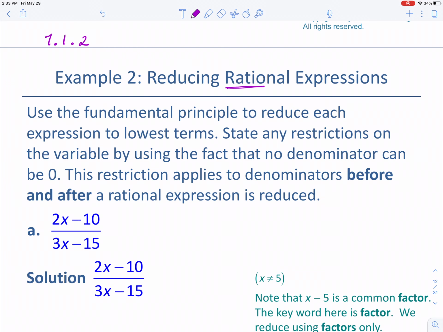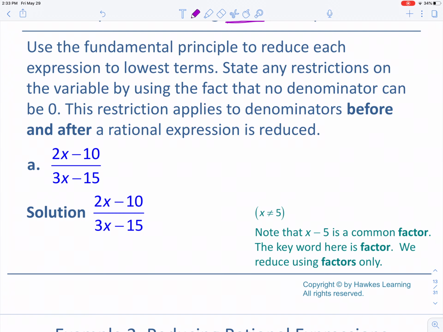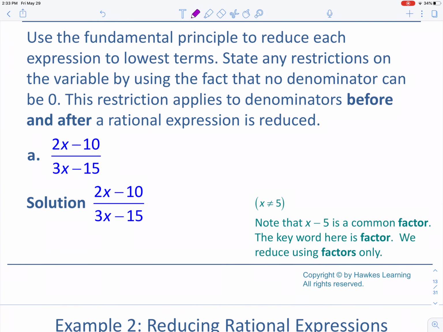And the way we're going to reduce these fractions is to factor both the numerator and denominator, and I'll just abbreviate that N and D, and then we're going to cancel out any common factors. And factor is an important word there because it means the things that we are canceling out have to be connected by multiplication. That's what a factor means.